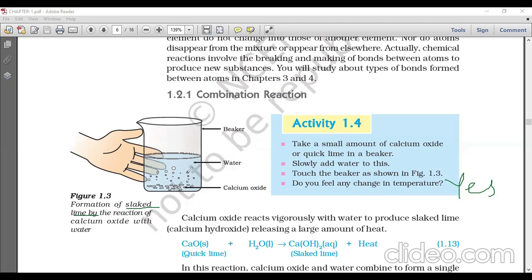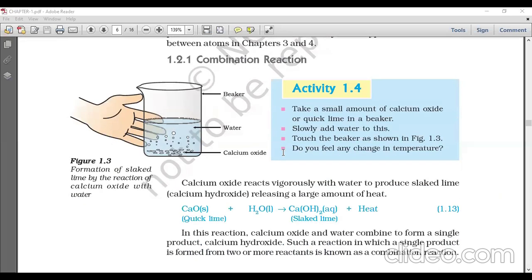So you'll get a paint. That slaked lime we apply on the walls. Mostly in villages they use this slaked lime instead of paints. Slaked lime is produced when we mix calcium oxide, or quicklime, with water. So let us see the chemical reaction here, the equation which is written. What is the formula?